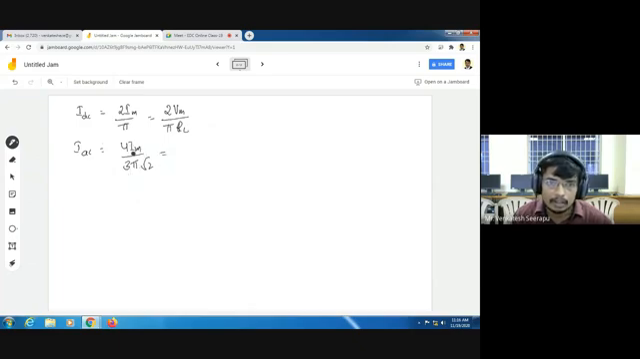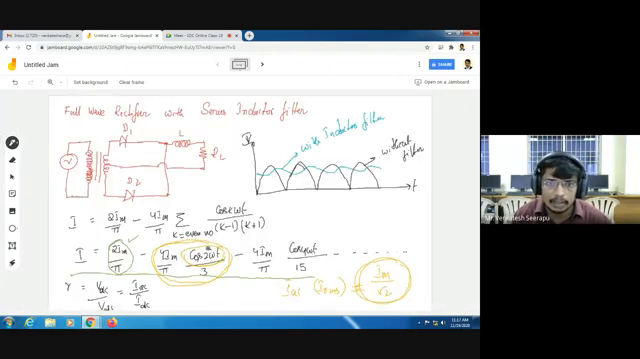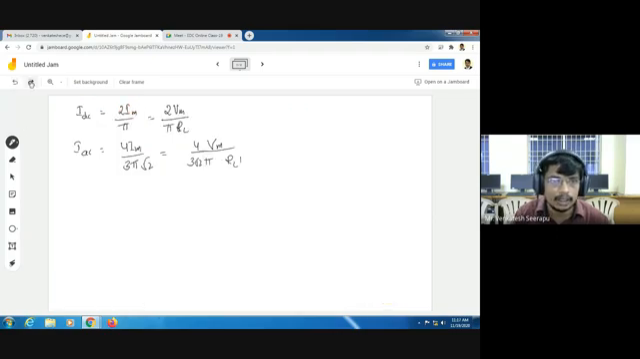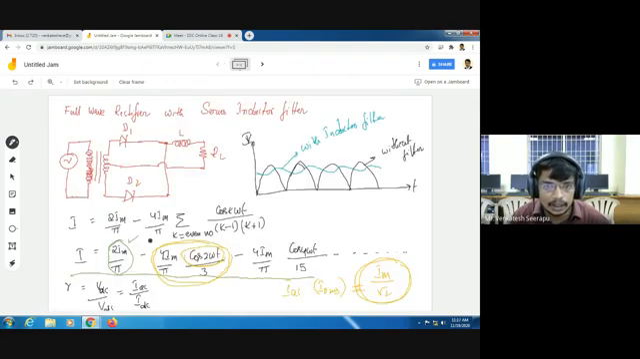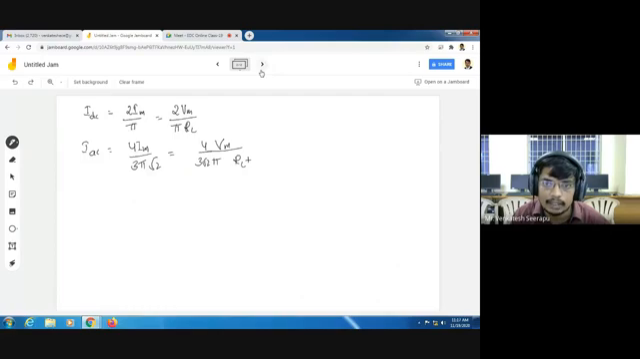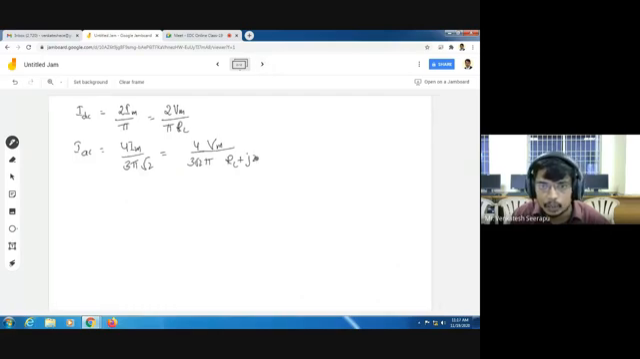And here I want to write it in terms of V. So I am writing 4 by 3 root 2 pi, and Im can be written as Vm by RL plus j omega L. But here in place of omega, we have 2 omega. That's why I can write RL plus j 2 omega L.